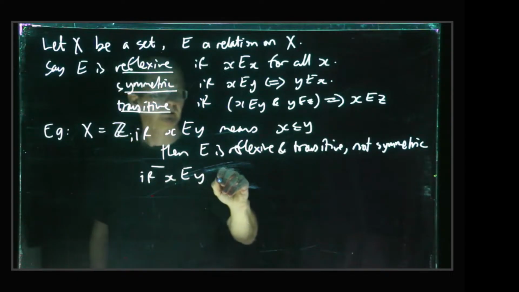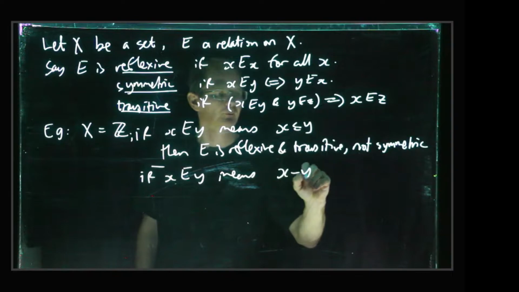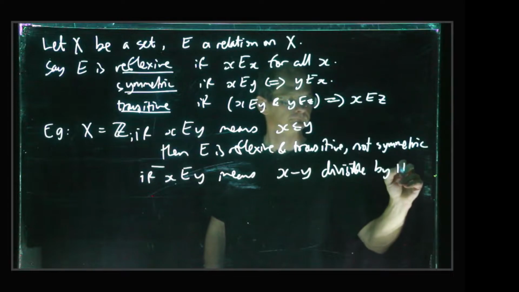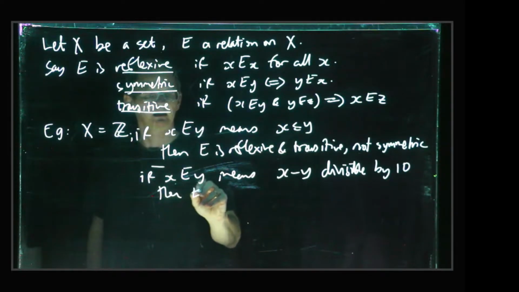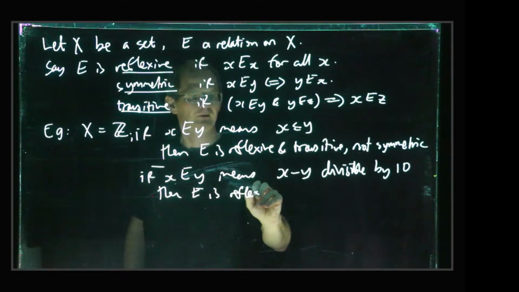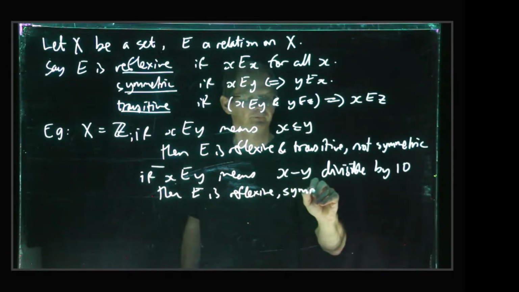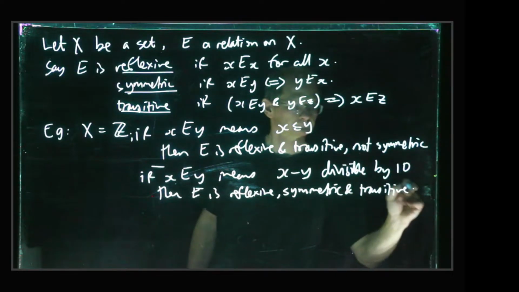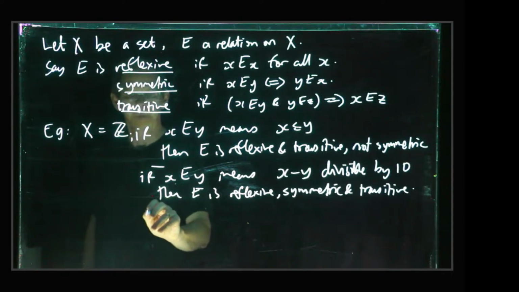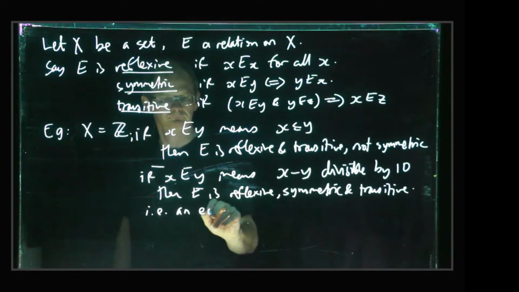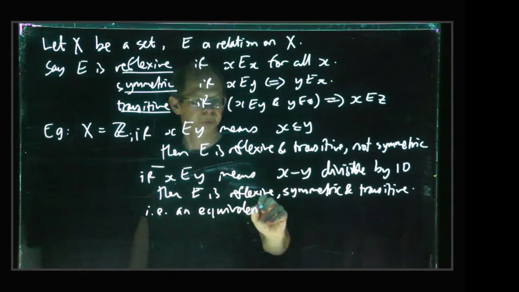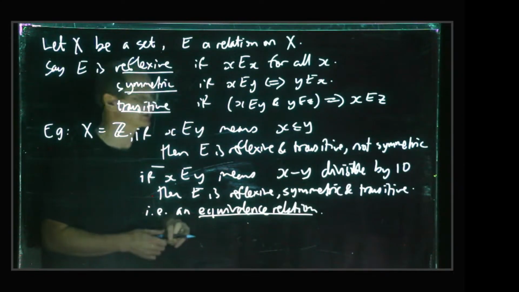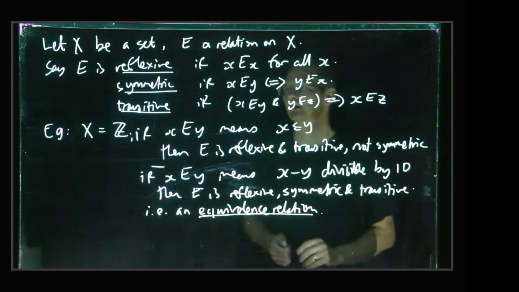But if xEy means x minus y divisible by 10, then E is reflexive, symmetric, and transitive. That means it's an equivalence relation. Okay, so that's the definition of what we mean by an equivalence relation. An equivalence relation is a relation that is reflexive, symmetric, and transitive.